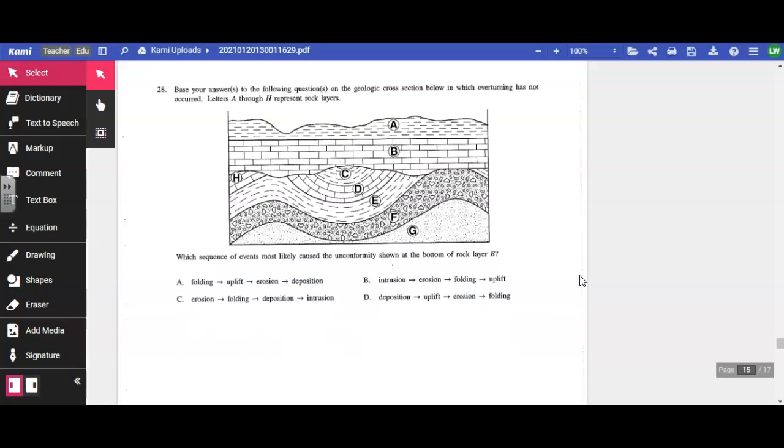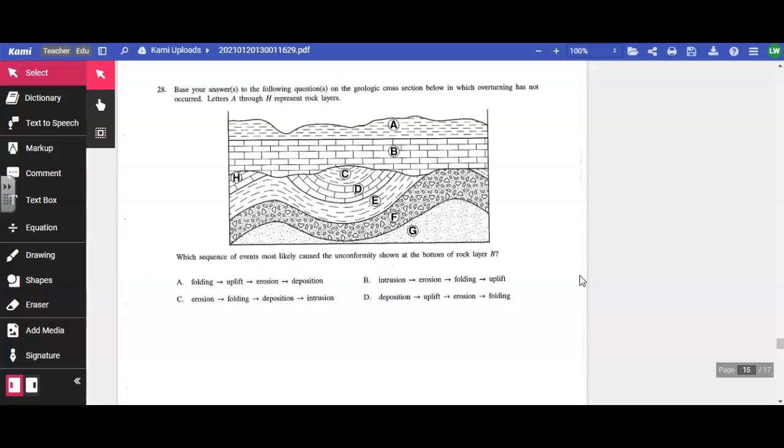28. Base your answer to the following question on the geologic cross-section below, in which overturning has not occurred, and letters A through H represent rock layers. Which sequence of events most likely caused this unconformity shown at the bottom of rock layer B, that squiggly line?